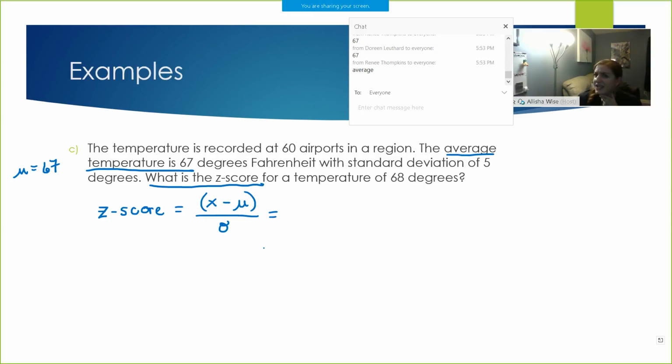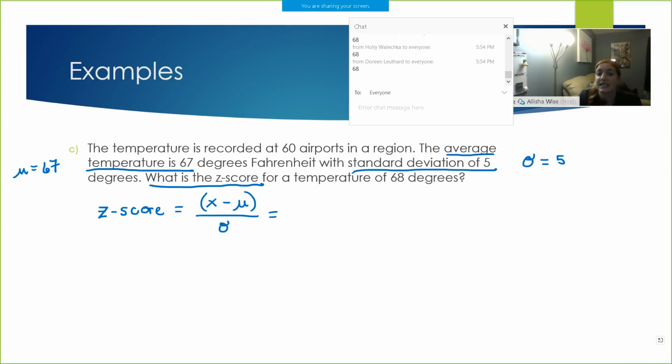What's our standard deviation here? Yeah, and this one's not too bad, right? It says standard deviation, so there's no guesswork here. It's straight up standard deviation is 5. Now here's the part that can be a little tricky. We need to figure out our x value. Our x value is the number that we're trying to convert to z. So what do you think your x value would be here? What number are we trying to convert to z?